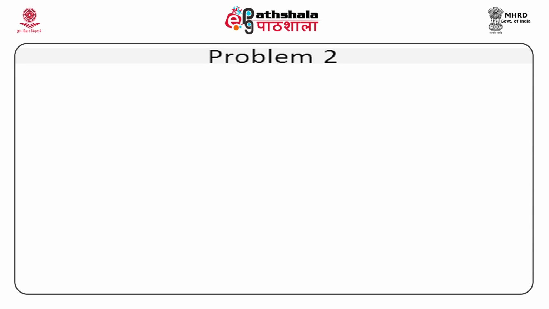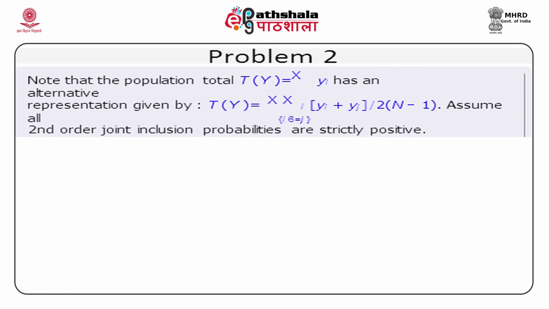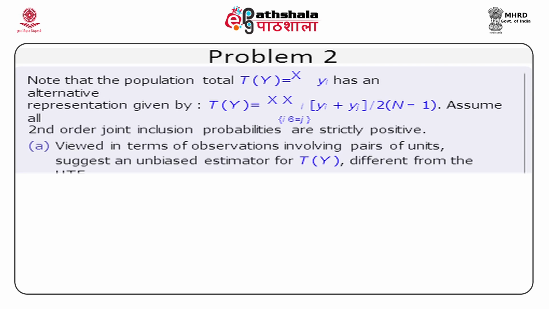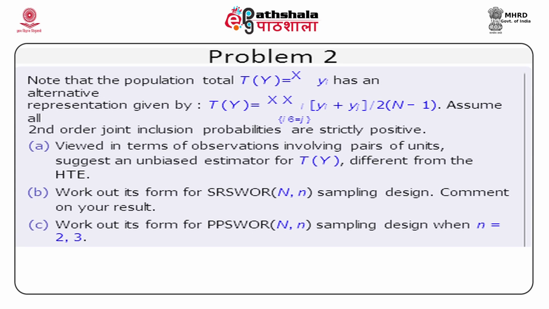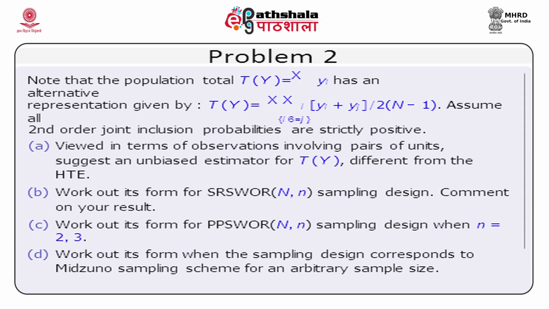Now, let us take up problem number 2. Note that the population total T_y equals the summation of y_i, and it has an alternative representation. Can you pick it up now? Assume all the second order joint inclusion probabilities are strictly positive. A: Viewed in terms of observations involving pairs of units, suggest an unbiased estimator for the total different from the Horvitz-Thompson estimator. B: Work out its form for simple random sampling without replacement sampling design, and comment on your result. C: Work out its form on PPSWOR sampling design when small n is 2 and 3. D: Work out its form when the sampling design corresponds to Midzuno sampling scheme for an arbitrary sample size.